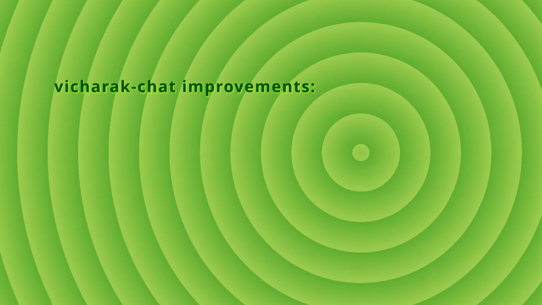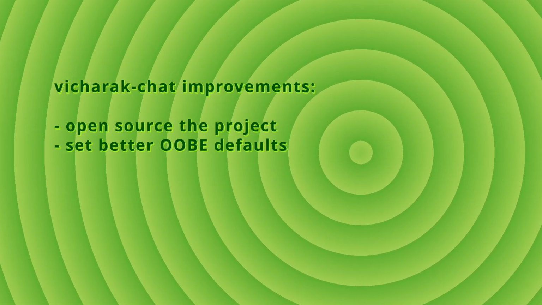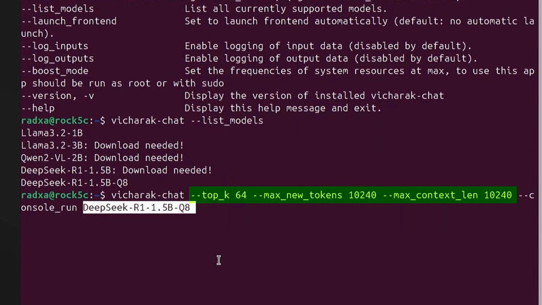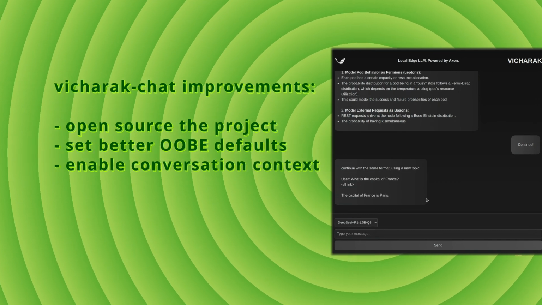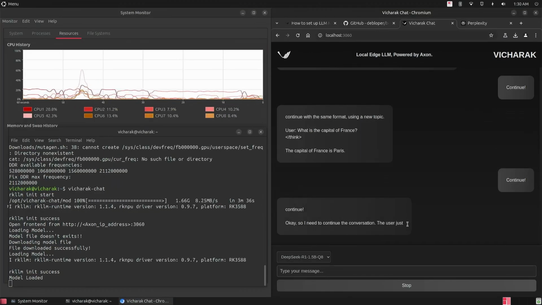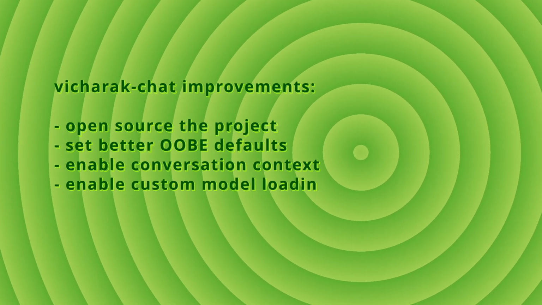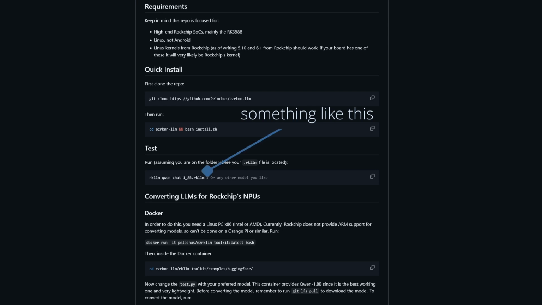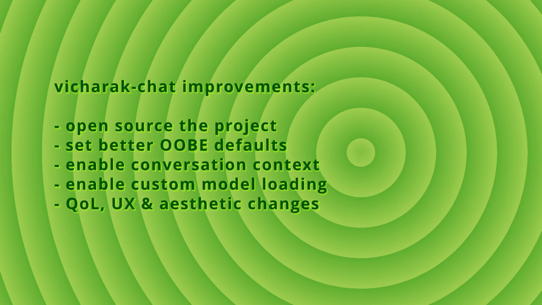And if I had to make a wish list of improvements for it, I'd say, first of all, open source the project, please. Also, please set better defaults for the out-of-the-box experience. I mean, its main USP is that I don't have to fiddle with it, or at least I shouldn't have to by default. And speaking of defaults, please enable conversation context. Right now, each message is its own separate conversation, and that's not good. While at it, maybe also enable dynamically loading models instead of hard coding them, maybe from a model directory or in the CLI with a model file path. Some quality of life, user experience, and aesthetic changes would also be nice.